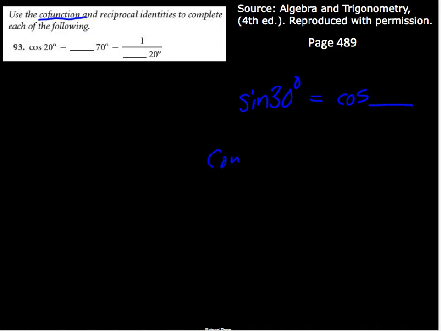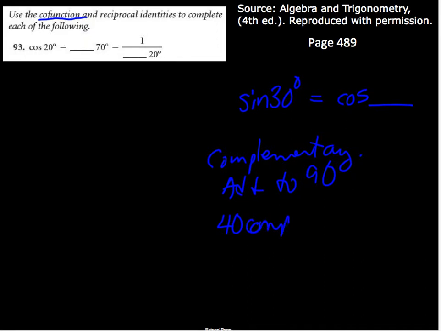And complementary angles, we might have said this in class, complementary angles add up to 90. So in other words, if I have an angle that's 40, its complement is whatever it takes to get to 90, or 50. So if you have an angle that's 10, its complement is 80.